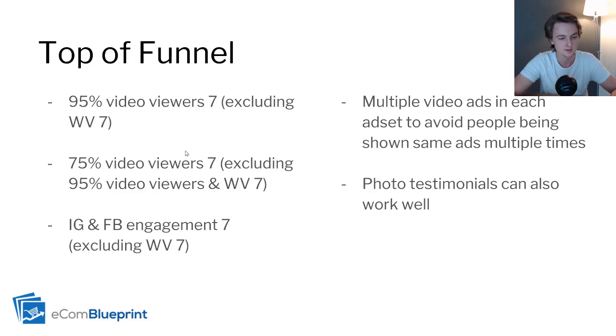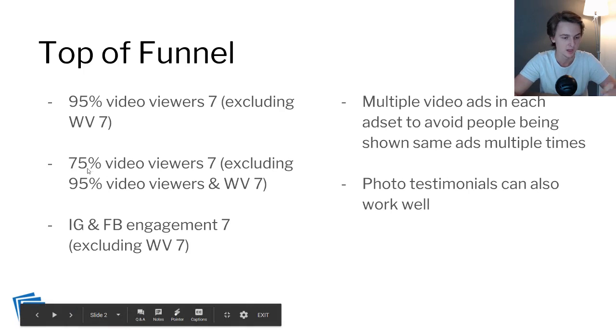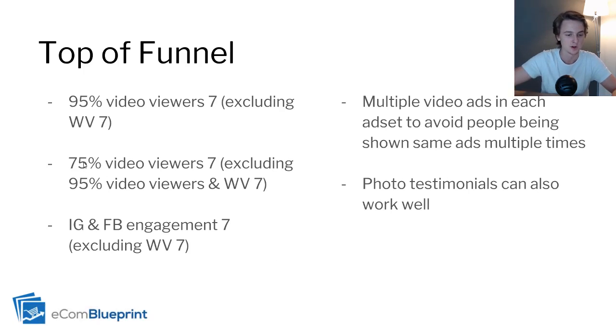And so by doing that, you actually have two audiences without overlap: people who have watched 75% up to 95%, and then 95% is a separate audience by itself. And so by properly excluding like this, you can actually see what the cost per purchase is for someone who's watched 95% of the video versus 75%.